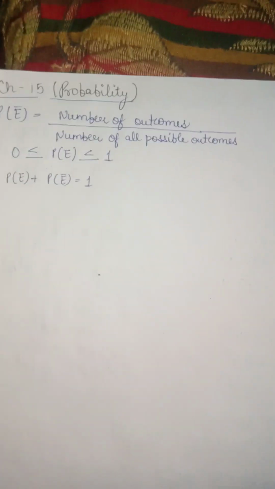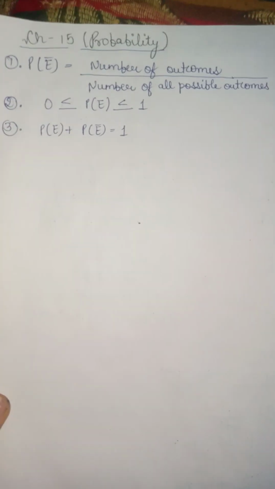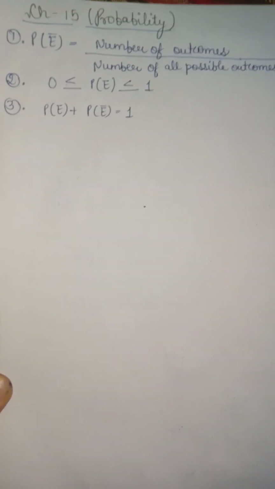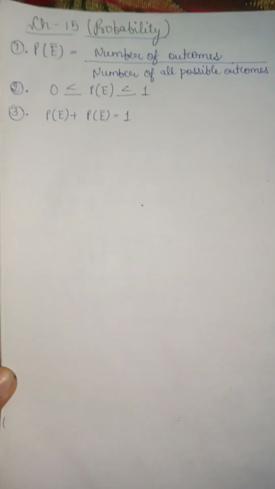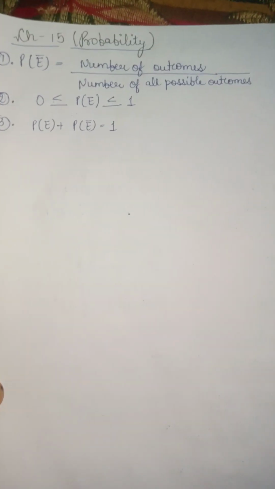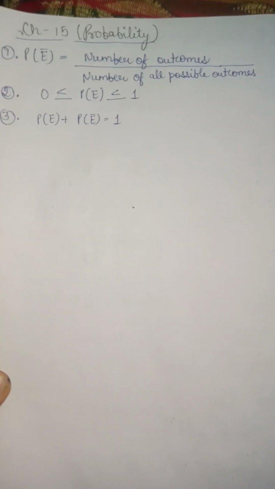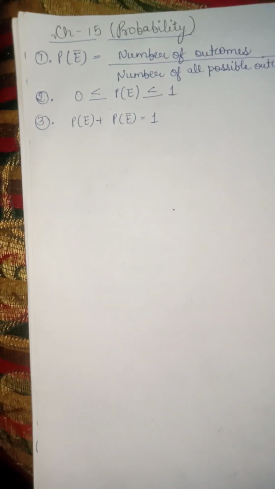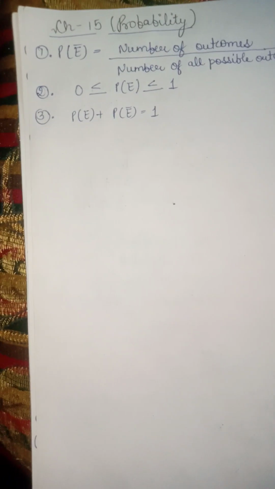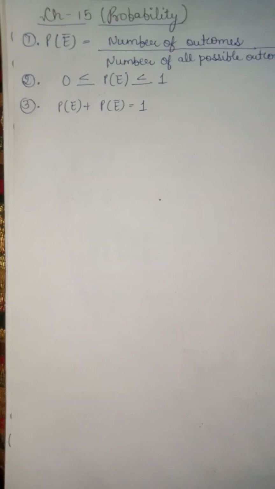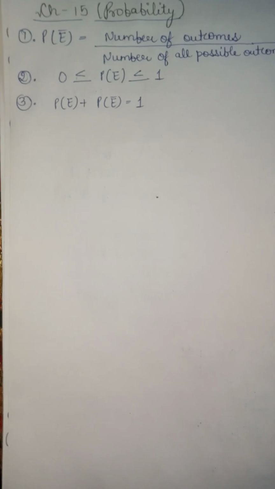And that is our last chapter, chapter 15, Probability. This is the easiest chapter in the whole syllabus. To find probability, the formula is number of favourable outcomes upon number of all possible outcomes. And we also know that the sum of the probabilities is always 1. Probability cannot be less than 0.